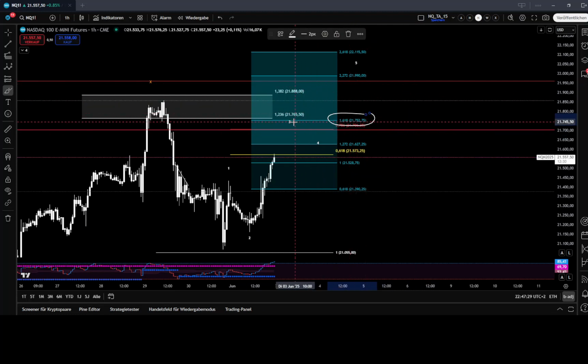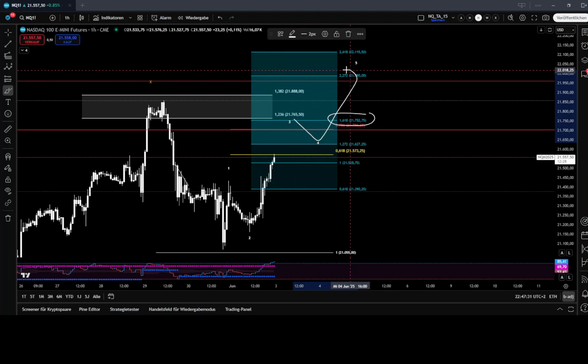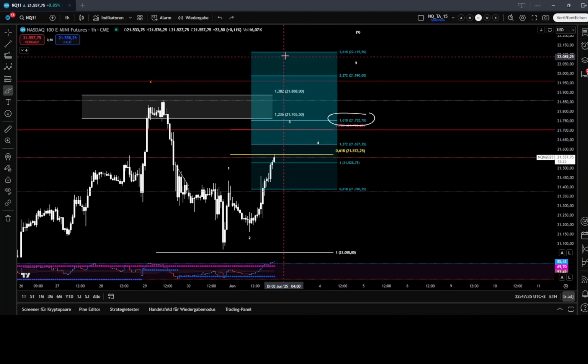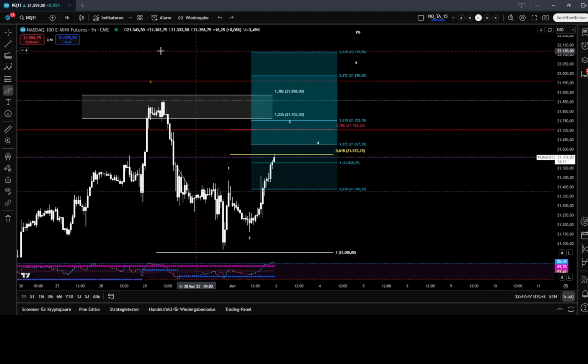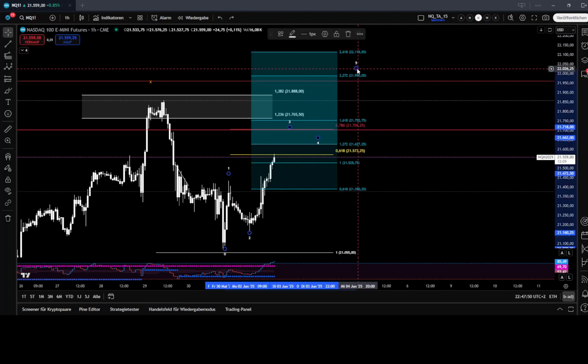And that should bring us also 21,752. Then we should get a fourth wave retracement and another fifth wave to the upside. That should land in between 21,990 and 21,115. Please be aware of the 88.2 sitting between that at 21,961. Okay, these are targets at the moment that possibly should play out.